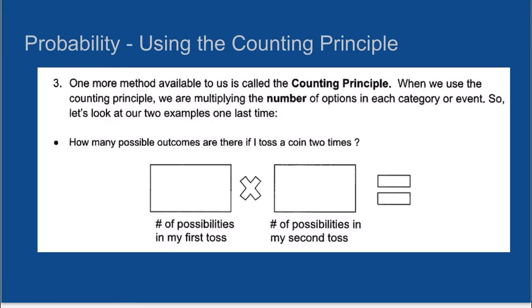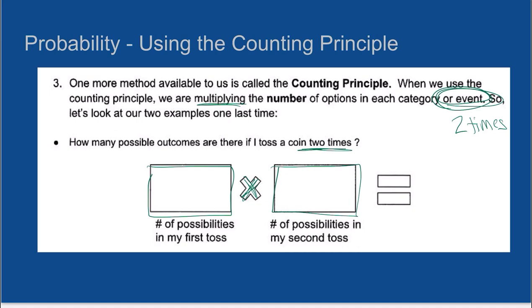The last method is what we call the counting principle. So when we use the counting principle, we're going to be multiplying. And we're going to look at how many options are in each category or event. So let's go back to our coin toss. How many possible outcomes are there if I toss a coin 2 times? So we're looking at events and it happened 2 times. So there will be 2 numbers that we are going to multiply.